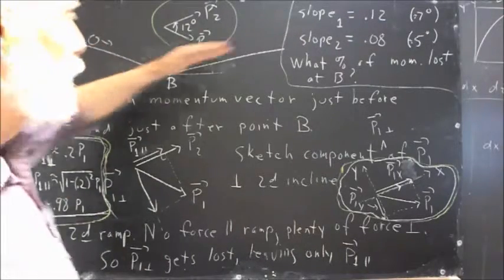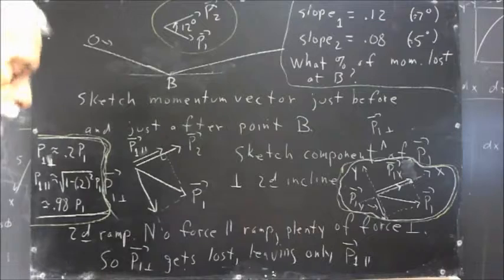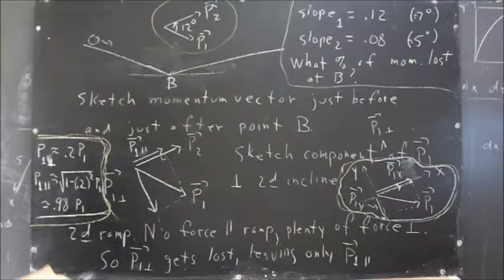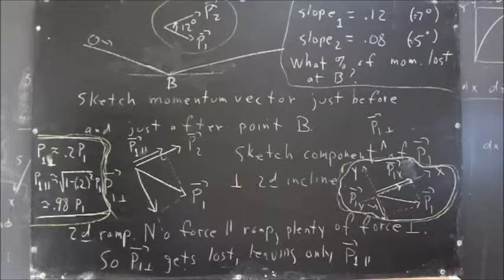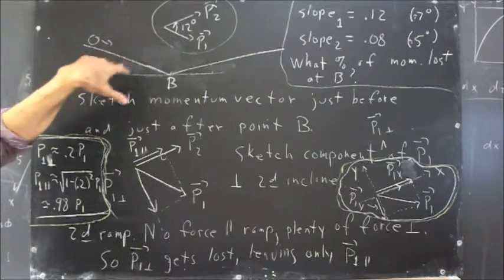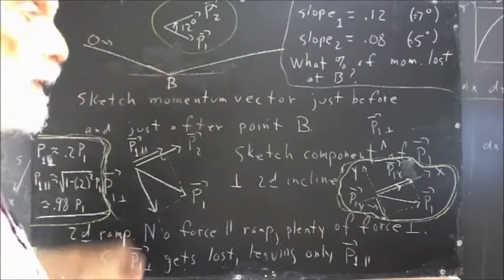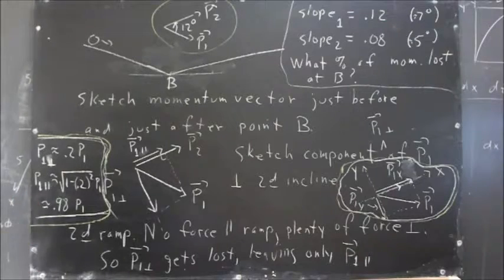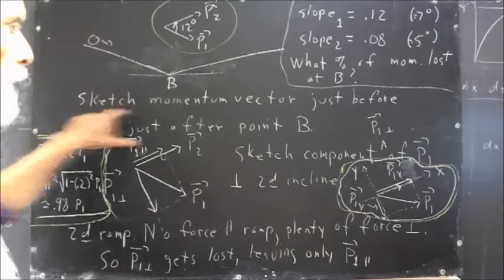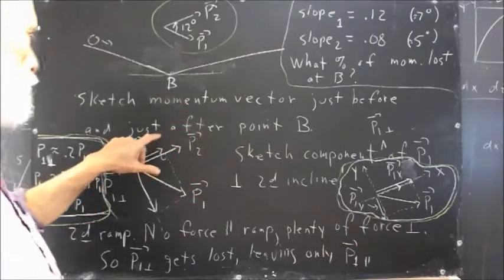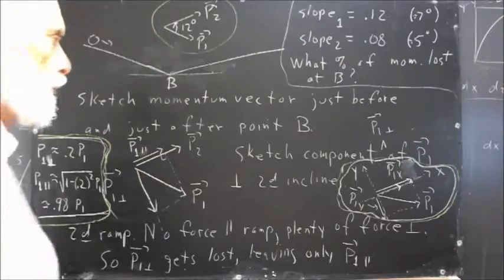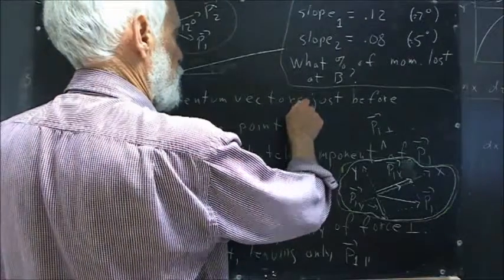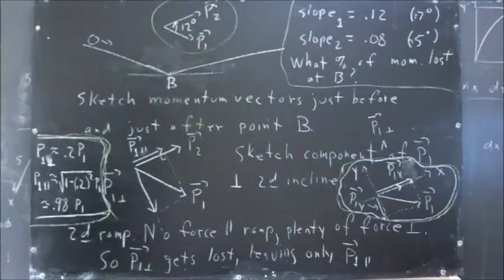We now want to consider momentum, the behavior of the momentum on this same system. So we've got slope 1, slope 2. I haven't labeled it here, but it's the same system we did in the preceding two summary videos. And I would ask you to sketch the momentum vectors just before and after the point B, and that should be plural, momentum vectors.